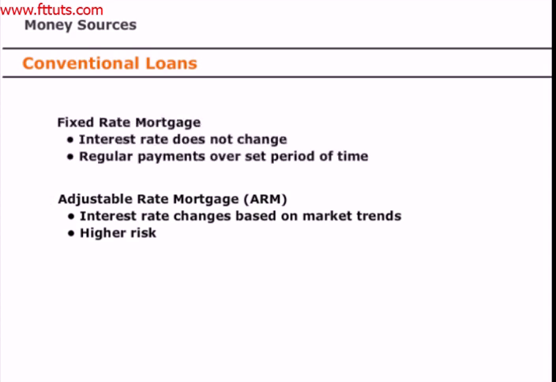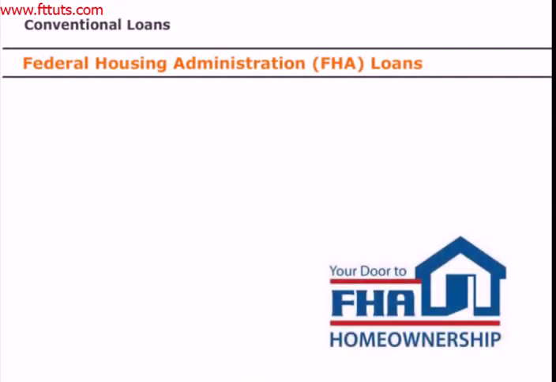There is space in the Money Sources section of your workbook for you to take notes on these different types of conventional loans. The Federal Housing Administration, or FHA, has a number of loan programs that conventional lenders offer.